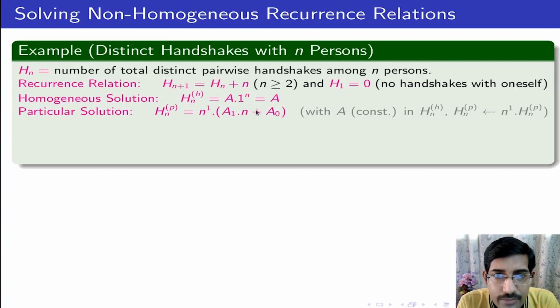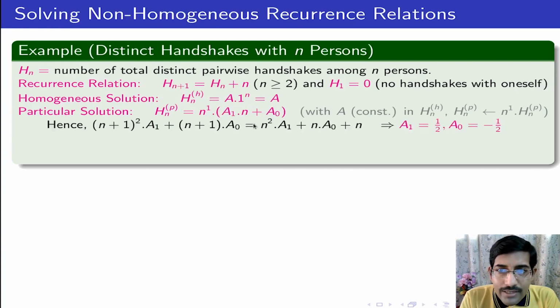So with that as my particular solution, what do I do? I just put it into the recurrence to get the values of a1 and a0. So here when I put it in, it is (n plus 1) square a1, this first part, and the second part is (n plus 1) a0 for h(n plus 1). And the particular solution put here is n square a1 plus n a0 plus n.